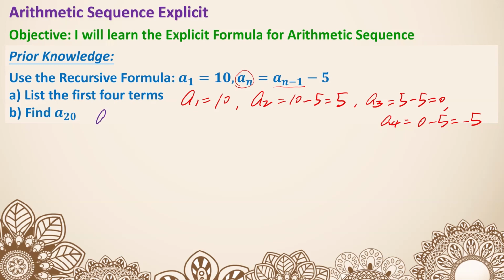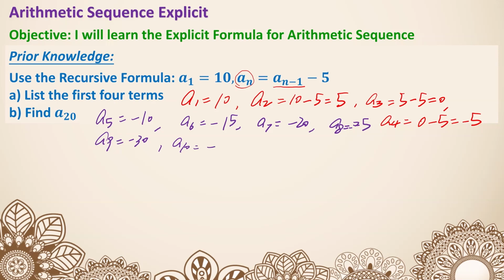We're going to continue. A sub 5, it's negative 5 subtract 5, which is negative 10. A sub 6 is negative 15. A sub 7 is negative 20. A sub 8 is negative 25. And a sub 9 is negative 30. A sub 10 is negative 35. A sub 11 is negative 40. A sub 12 is negative 45.